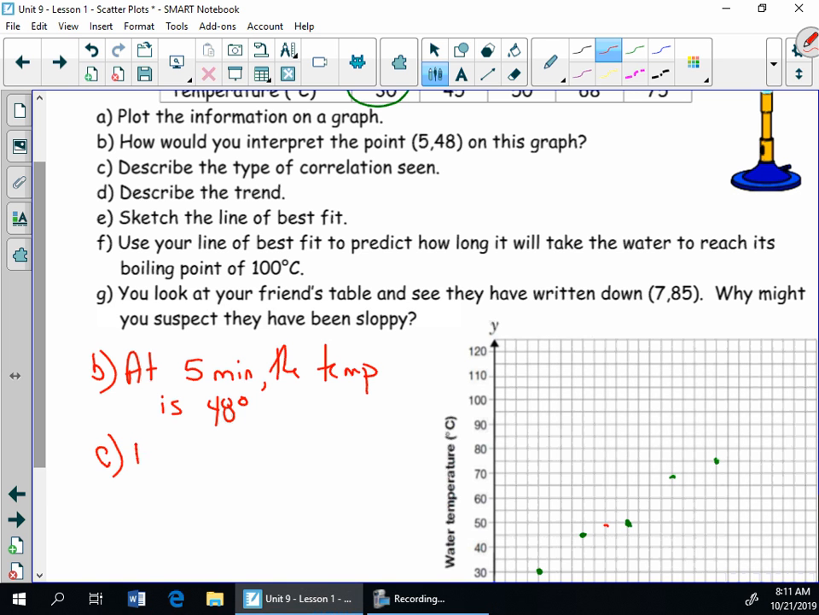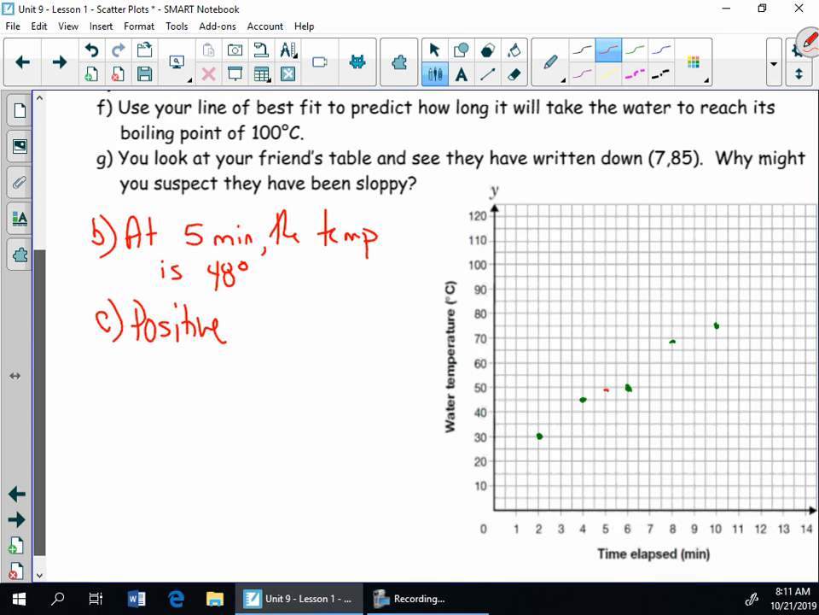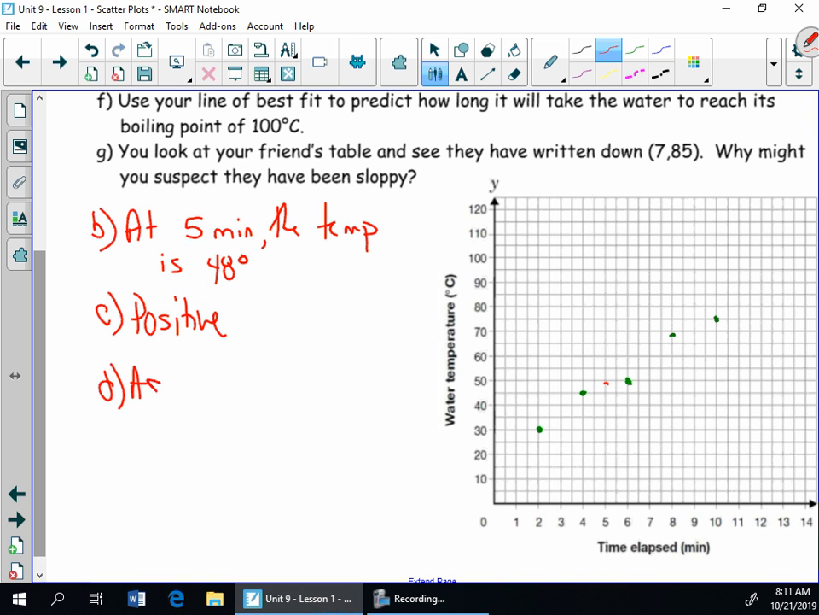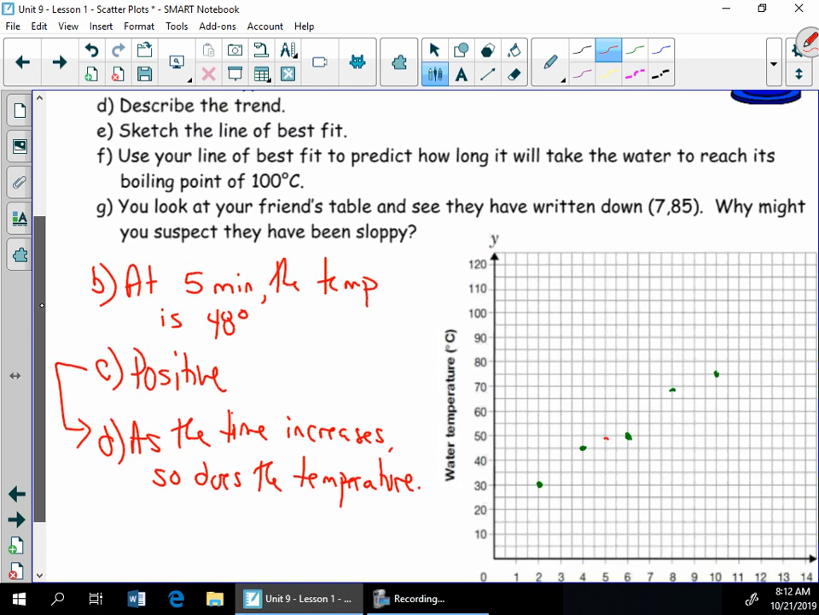Okay, correlation. Definitely positive. It's going up and to the right, for sure. Okay, trend. That's not too bad to do. As the time increases, so the bottom one first, what happens to our temperature? So does the temperature. As one goes up, the other goes up. It's the whole idea of positive, right? If I know positive, I know they're both increasing.